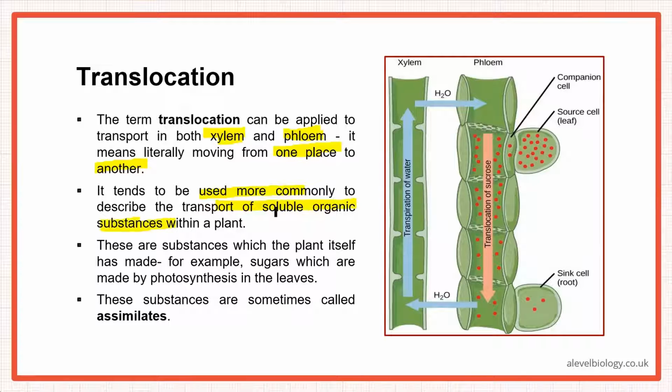Okay? Because we are talking about soluble organic substances, we are talking about sucrose, we are talking about amino acids, or generally these assimilates. So that is why the term translocation is used there. And for translocation, what organic substances are we talking about? The soluble organic substances are the substances which are made by the plant itself, like photosynthesis happens, sugars are made. Definitely those have to be transported then. So these materials have to be transported, and these organic compounds are known as assimilates as well.